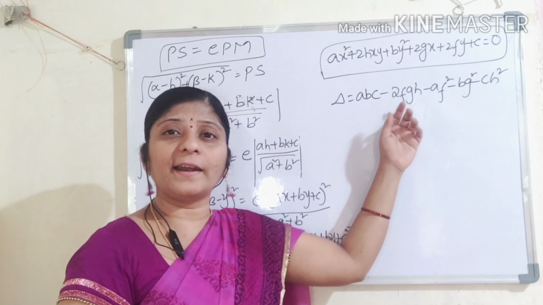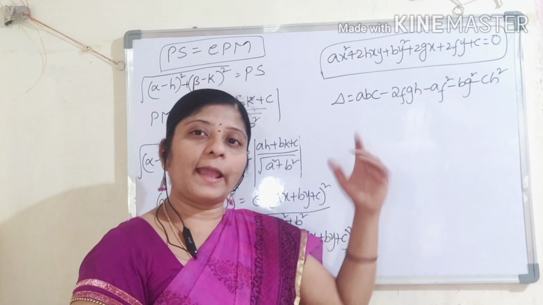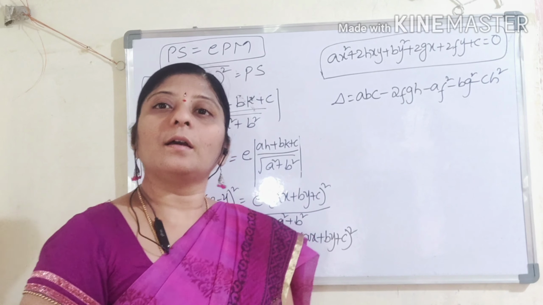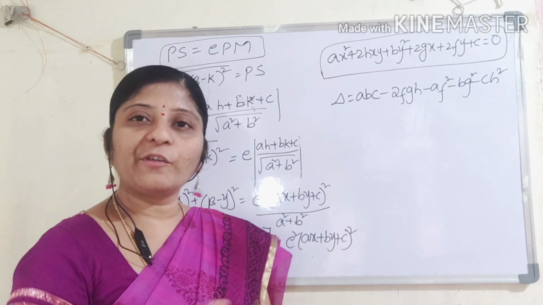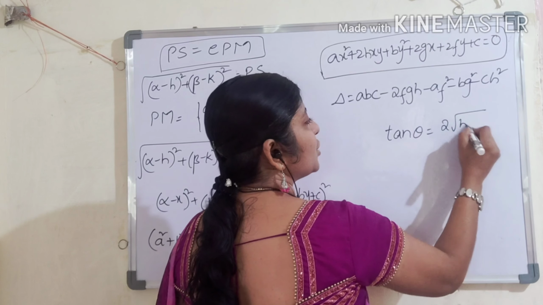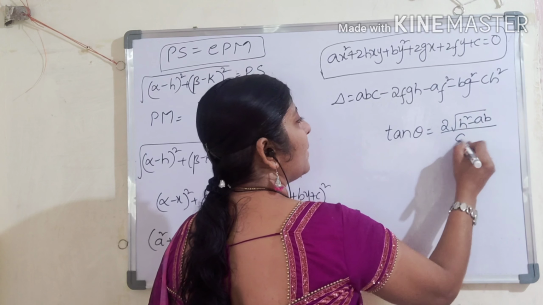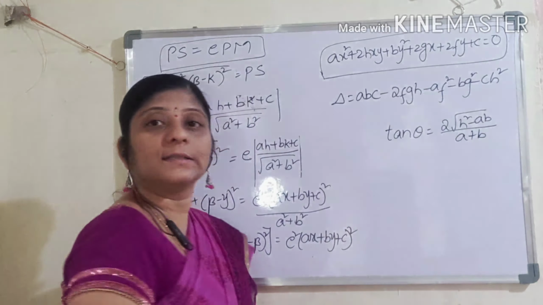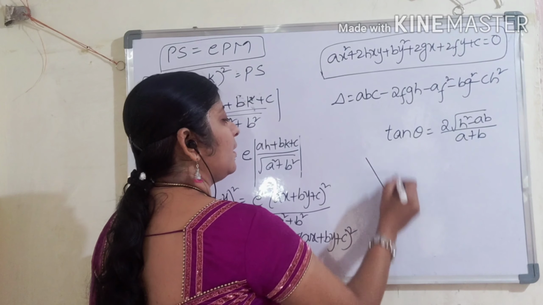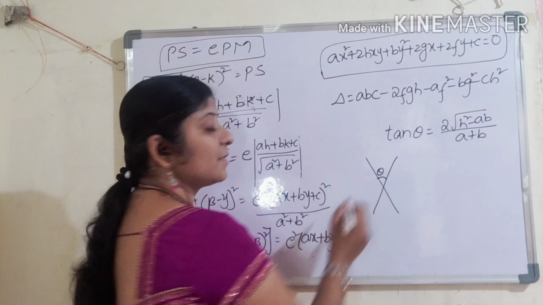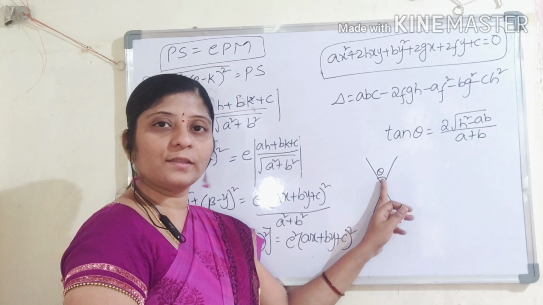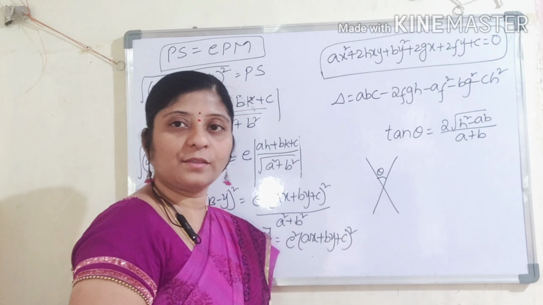By applying conditions on delta, whether delta is equal to 0 or not equal to 0, greater than 0 or less than 0, we get different conics. Tan theta is equal to 2 root of h square minus ab by a plus b. If these are two lines, called a pair of straight lines, and the angle between these two is theta, then tan theta is this value.